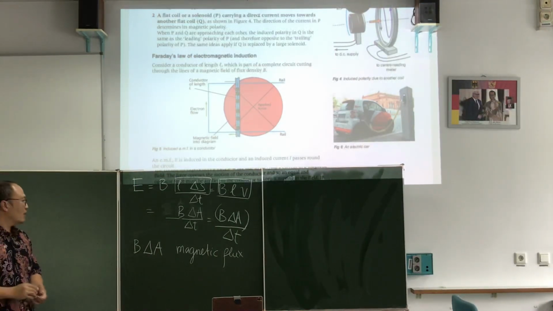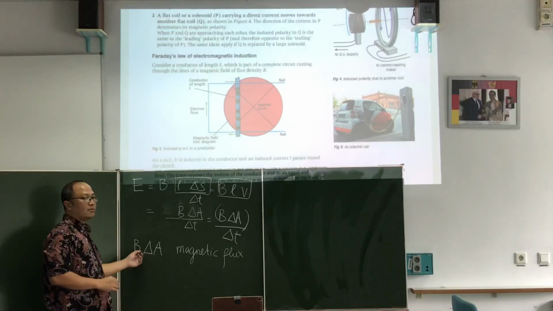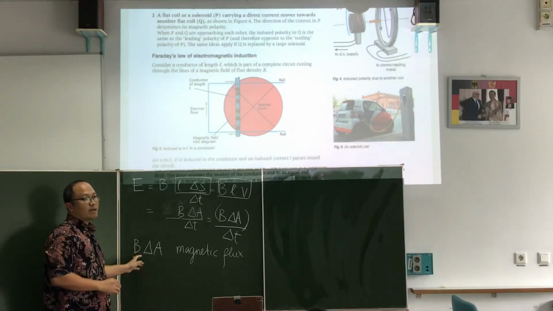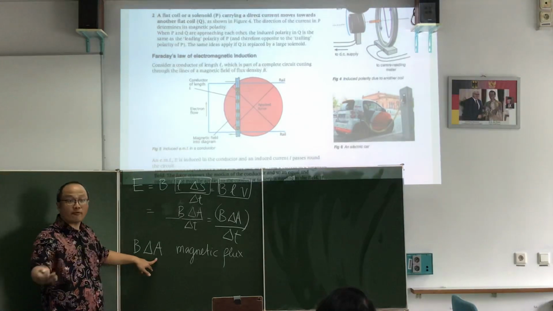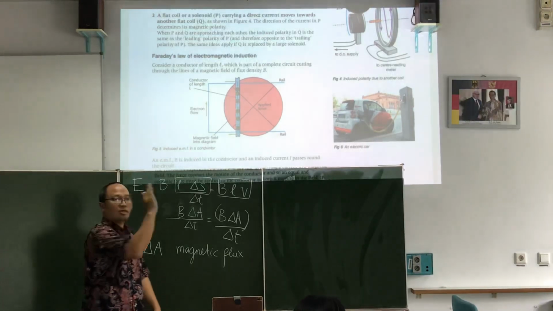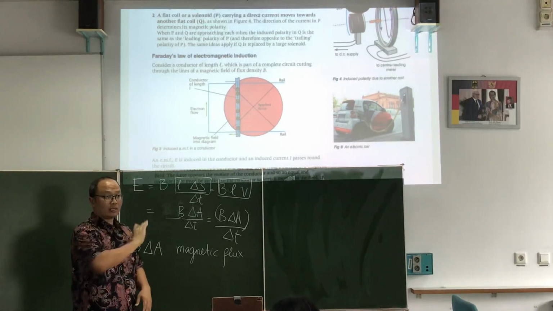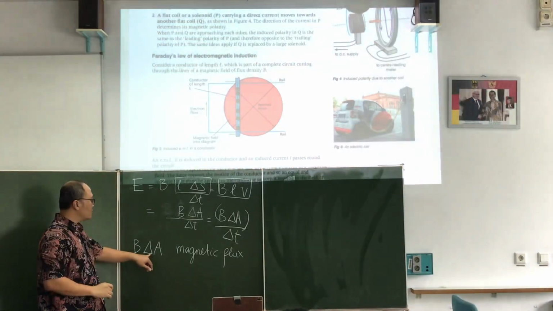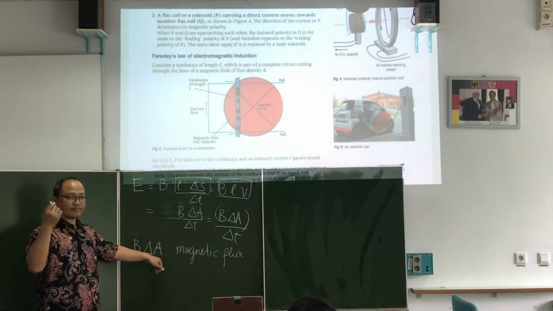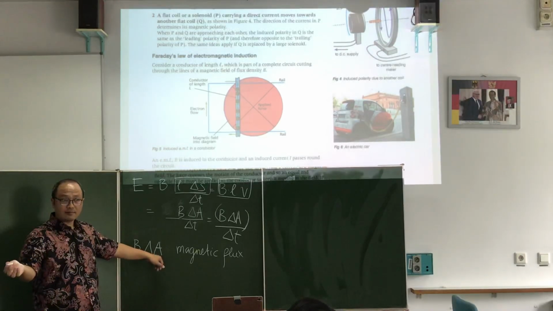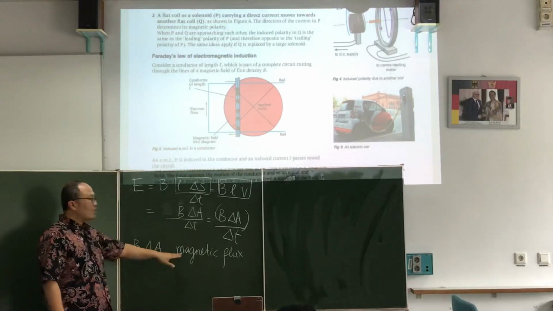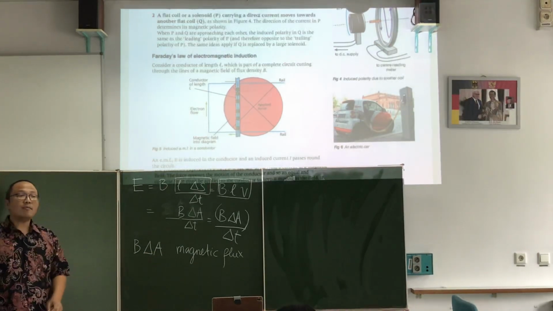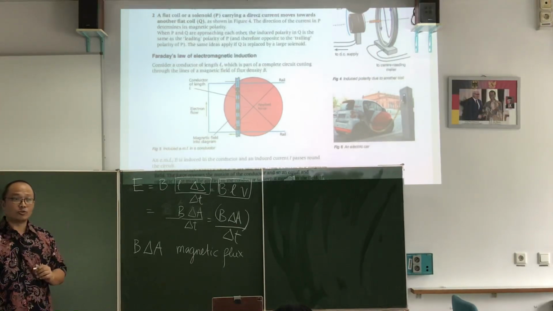B times delta A: B is the magnetic flux density, der magnetische Flussdichte, and delta A in English is the change of area, because from here to here the area changes within the time. In German, der Flächeninhalt, oder der veränderliche Flächeninhalt, correct? Now, magnetic flux in German we call der magnetische Fluss, the magnetic flux.